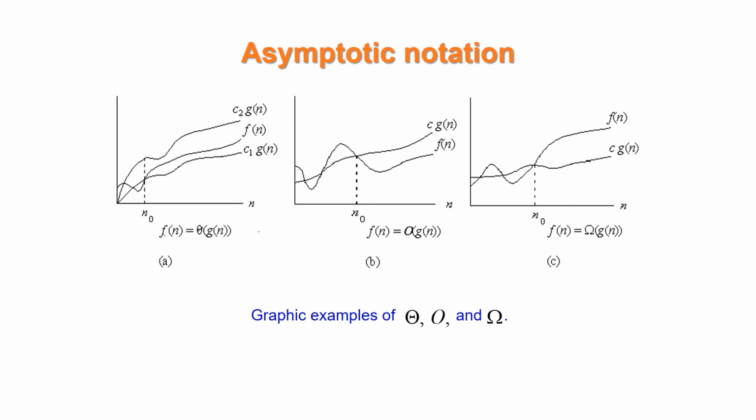The following are graphic examples for theta, O, and omega. In the first graph, f of n equals theta of g of n: f of n lies between c1 g of n and c2 g of n. f of n equals O of g of n: the curve f of n lies below the curve c g of n. f of n equals omega of g of n: f of n lies above c g of n. These are graph examples of theta, O, and omega.